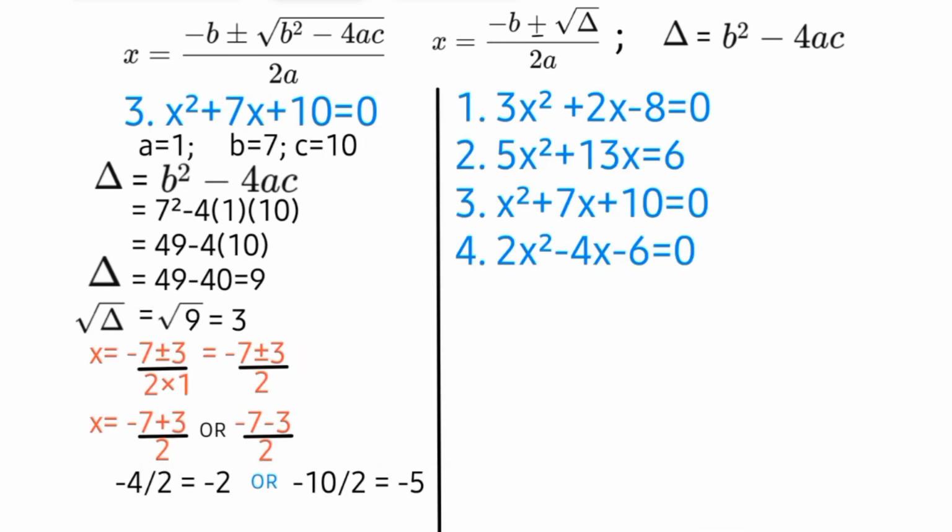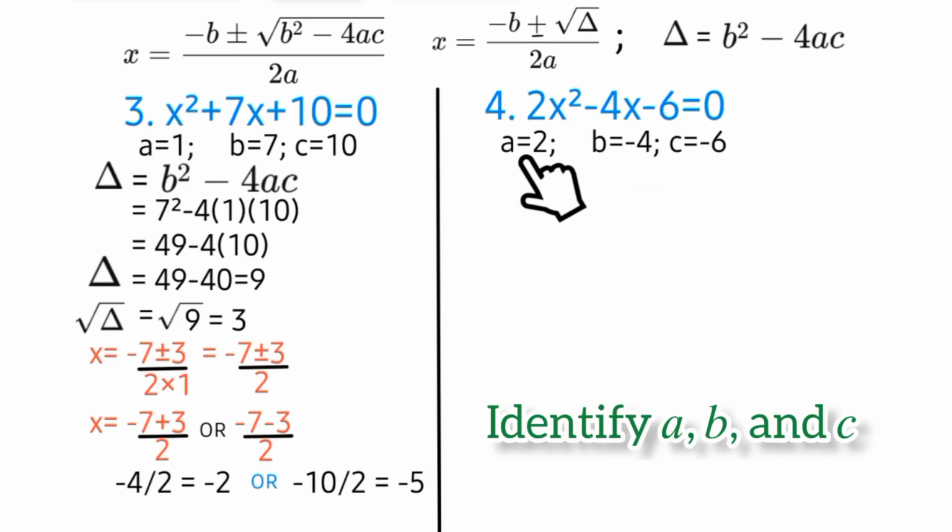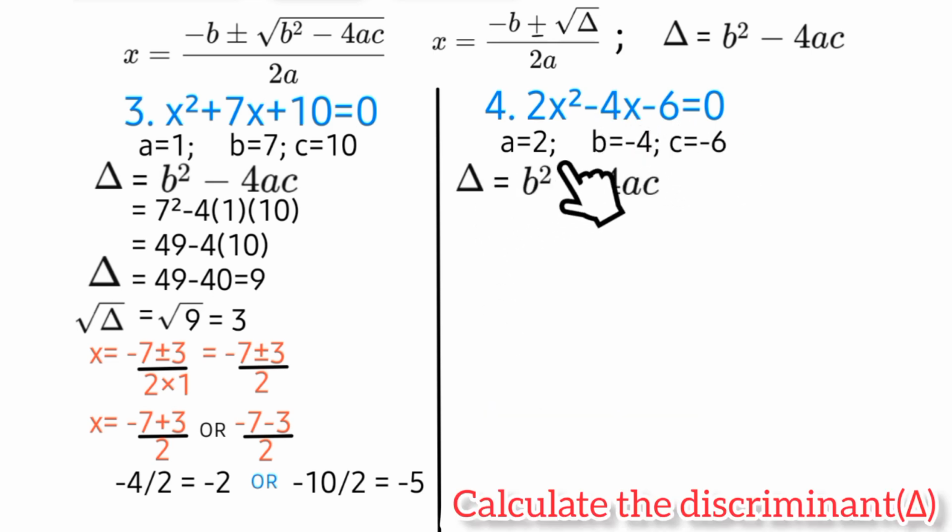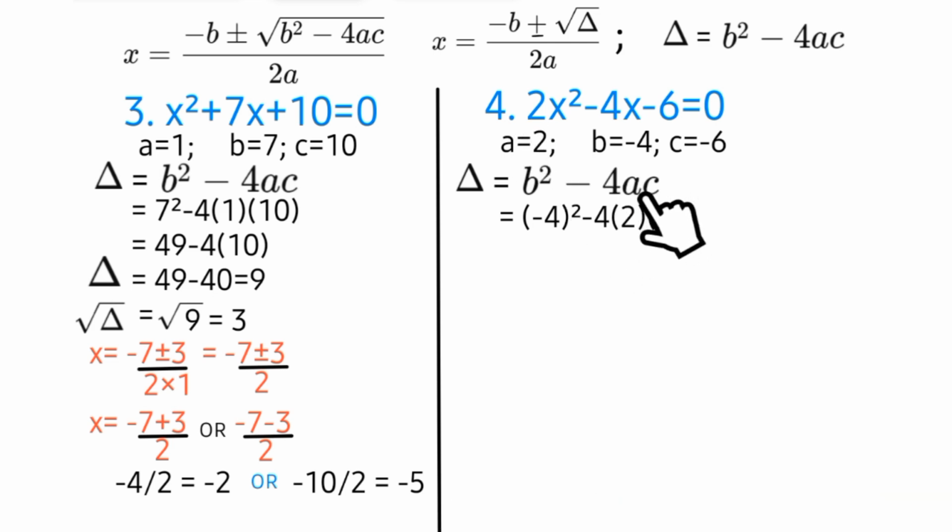Now let's answer the last question. A is 2, b is minus 4, while c is minus 6. Calculate the discriminant. B squared, our b value is minus 4, so here we have minus 4 squared minus 4 times a, our a value is 2, times c, our c value is minus 6.